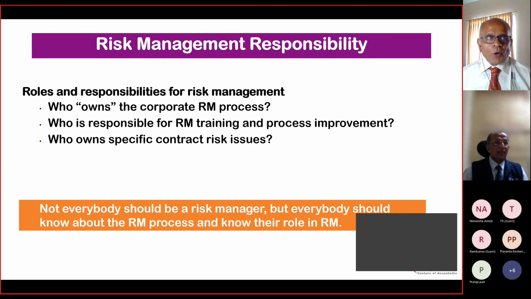No, it basically boils down to just one thing. There is a role and there is a responsibility for risk management. It should be amplified and made very clear as to who owns the corporate risk management process. It should be made extremely clear what the risk management training and process improvements are. What should be the training, and what needs to be process improvements as one goes through the life cycle. And finally, who owns specific contract risk issues.